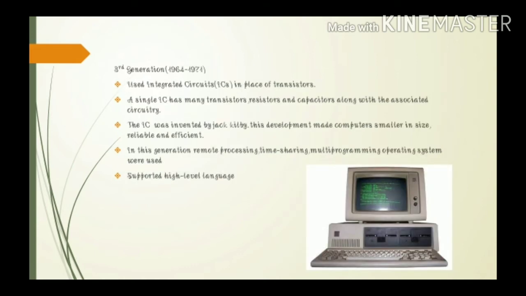As for the third generation, which is from 1964 to 1971, they used integrated circuits to replace transistors. In a single integrated circuit, there are many transistors, resistors and capacitors along with the associated circuitry. The integrated circuit was invented by Jack Kilby. This development made computers smaller in size, more reliable and efficient compared to the second generation. In this generation, remote processing, time sharing and multi-programming operating systems were used, supported by high-level languages.